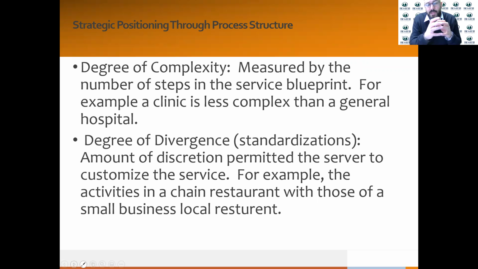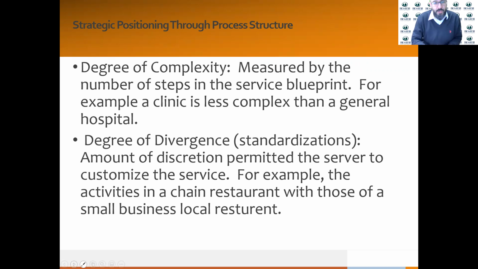Also, another measure that we use in the process structure is called standardization. How standardized is this process? For example, if you go to a chain like McDonald's or Burger King, they have a specific process on how to serve their food. However, if you go to a local, small business restaurant, it could be flexible. They could adjust their service to your needs as a customer.